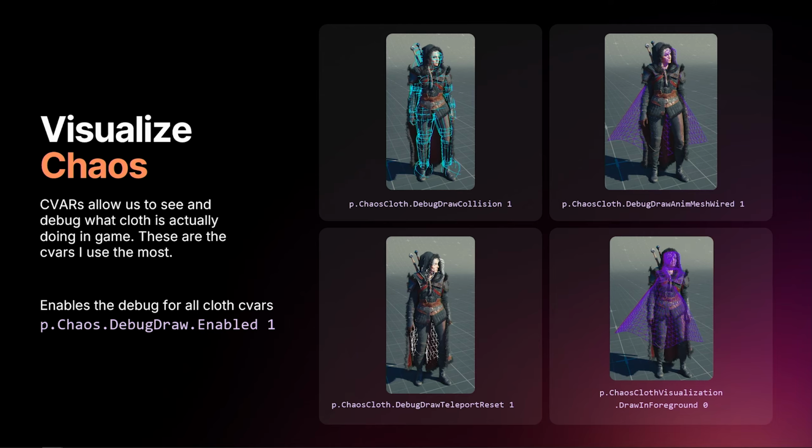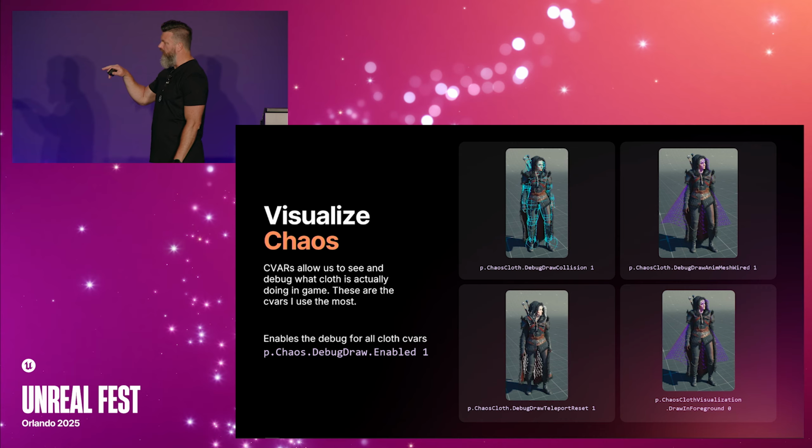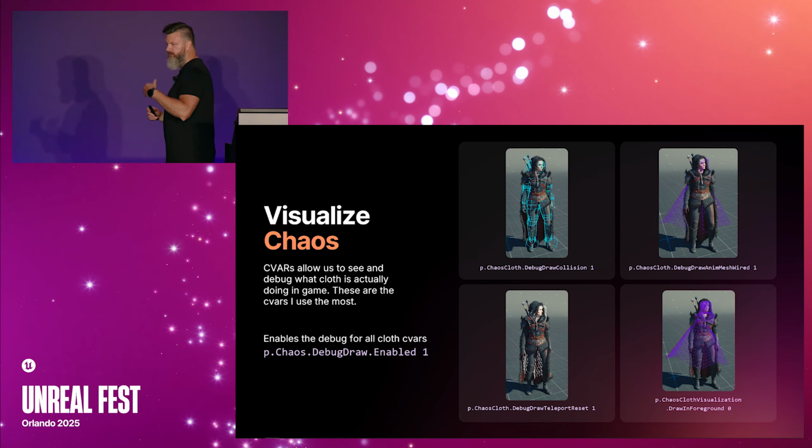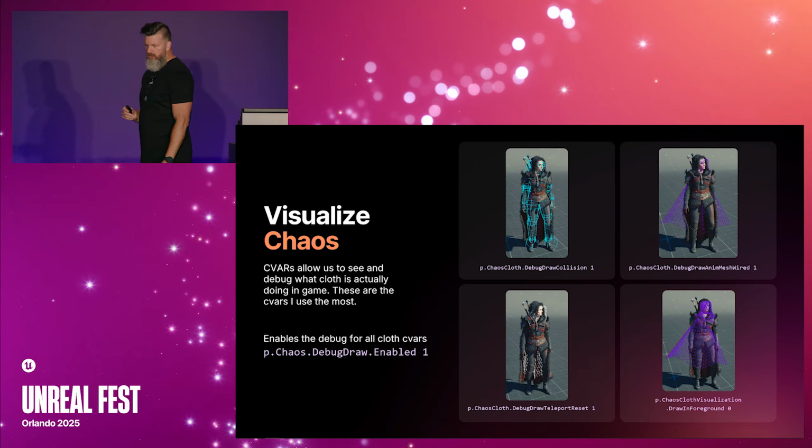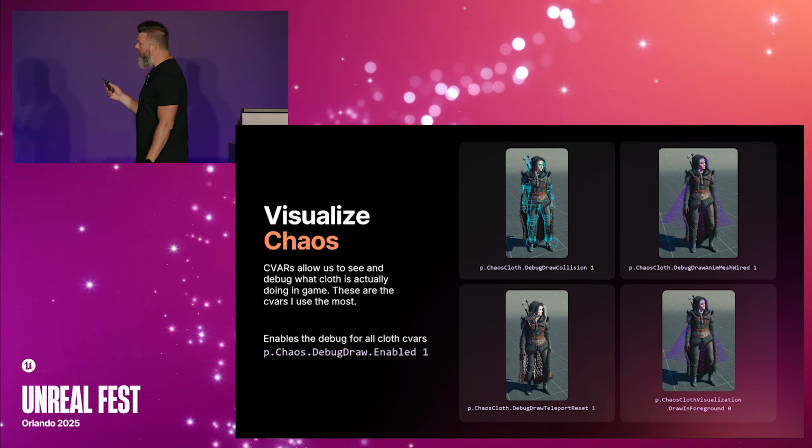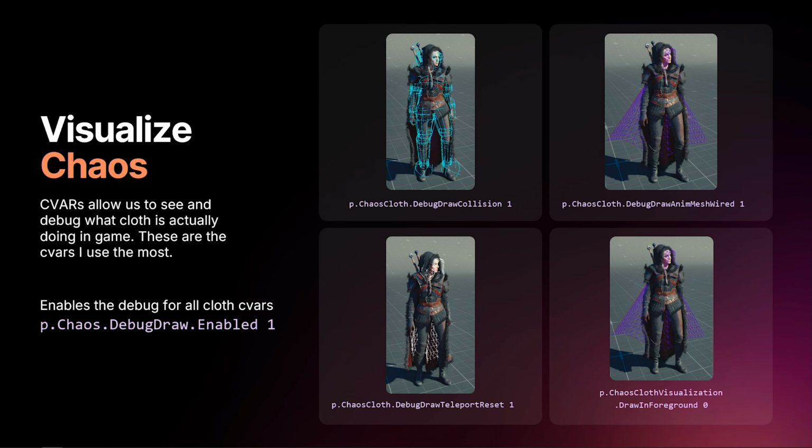So the first one is, well, let's start over there. In order to see any of these, you have to have the debug enable function, p.chaos debug enabled. That one turns the debug draw on or off. You have to have it on to see any of these. Once you have that turned on, the one in the top left there is the debug draw collision, that actually shows you your collision shapes for just the cloth asset itself. And so you can see what's going on there.